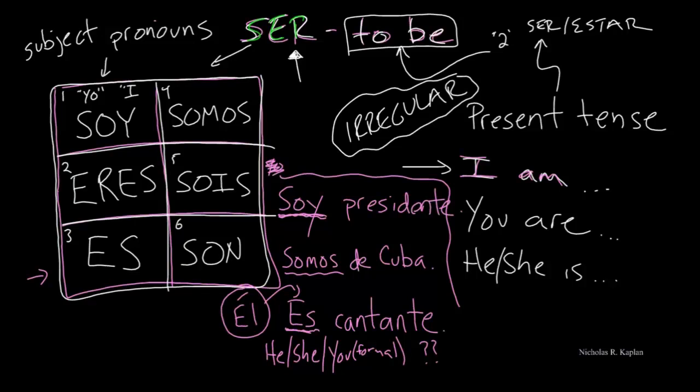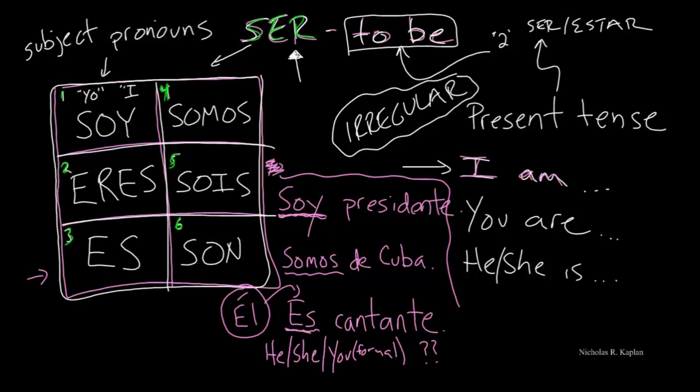The verb ser means to be. I am, you are, he, she is, you are, we are, you, plural, are, they are, you are. All right, you just have to memorize it. Soy, eres, es, somos, sois, son.